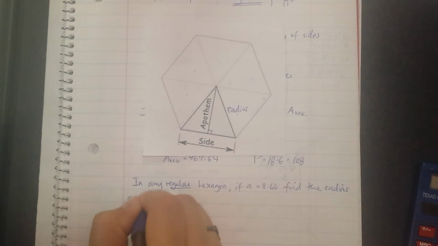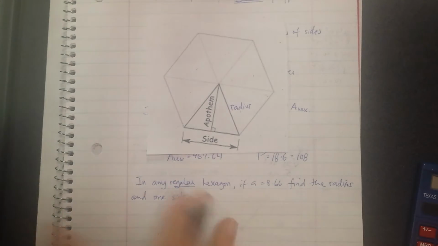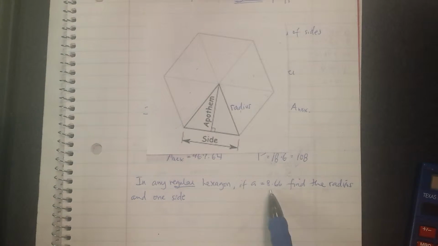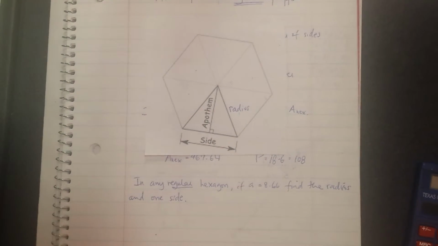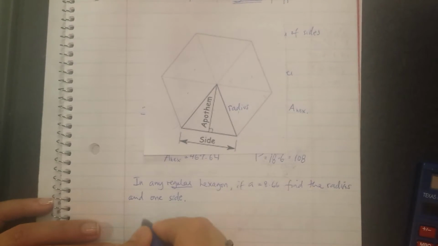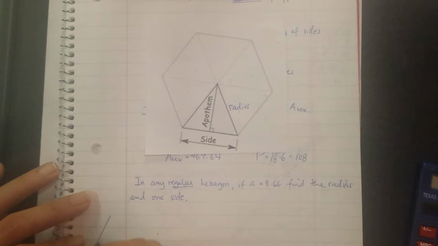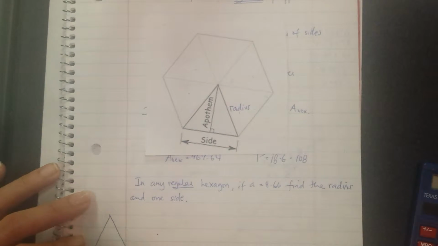and one side. All right, so let's ignore that we have any other information. This is the question. If the apothem is 8.66, find the radius and one side. All right, so what you're going to do is, I'm going to go ahead and just draw this triangle here so you can see what I'm doing.